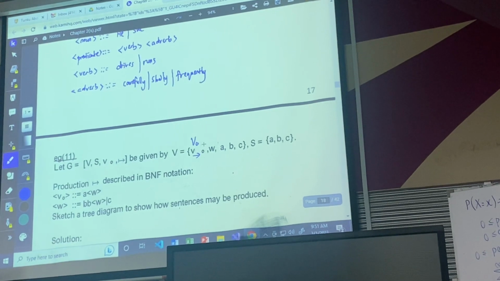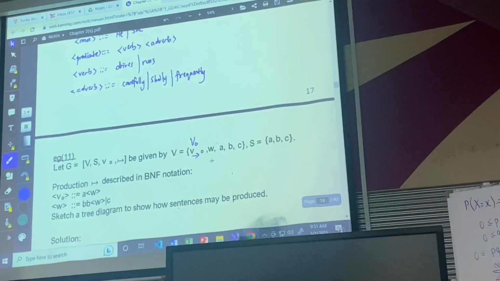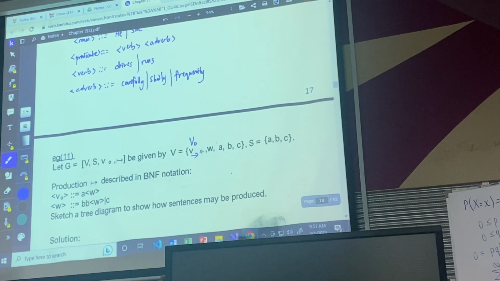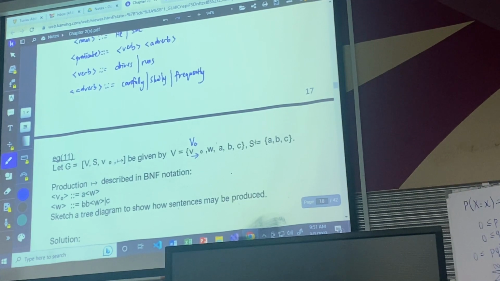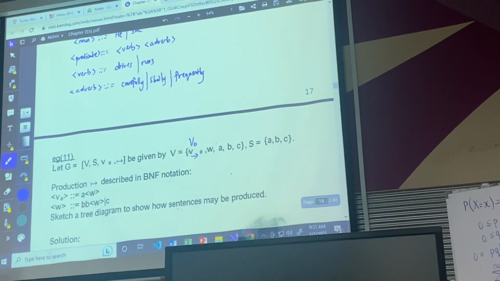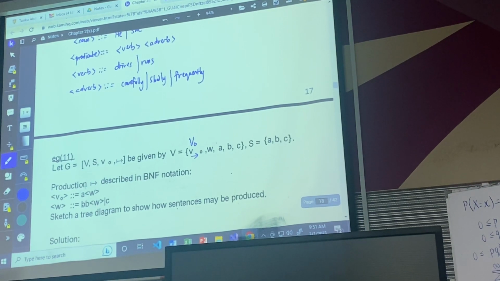Okay, when I ask what the elements inside the set B but not inside the set S are, then you should know V0 and W already. That is the element inside B but not inside S, meaning that in the final sentence that you form, you cannot have V0 and W existing in your final sentence. You can only have A, B, and C. So all these you must substitute with A, B, and C, following whatever is given here in the BNF notation.